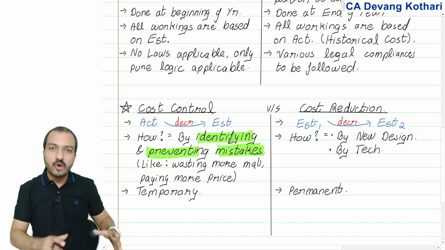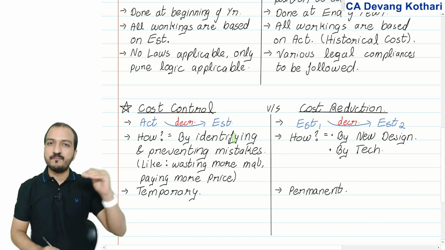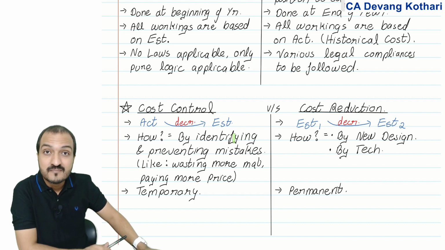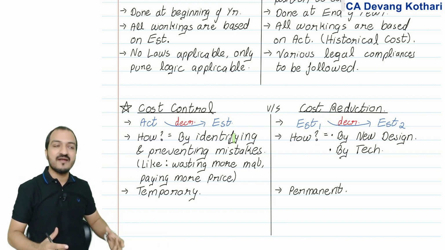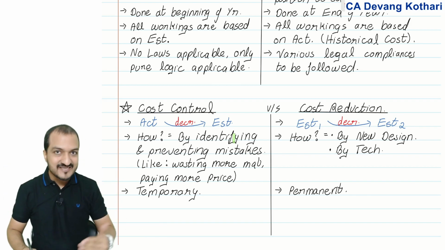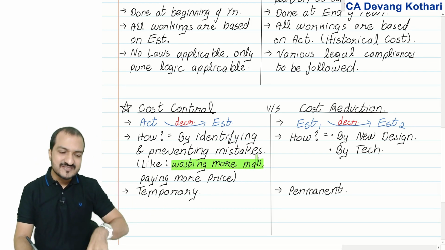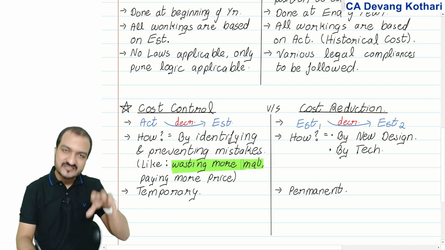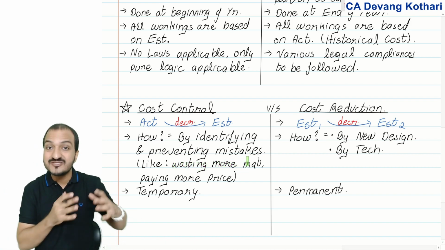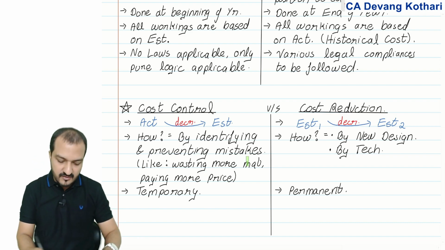Now tell me, just because you prevent a mistake in the next year, does it guarantee that you will prevent the mistake in every year after that? No, there is no guarantee. Let's say you had more wastage of material last year. So this year you were careful not to waste material, so you were able to prevent material wastage this year. Does it guarantee that material wastage will be prevented next year also? No, there is no guarantee here. It is temporary.